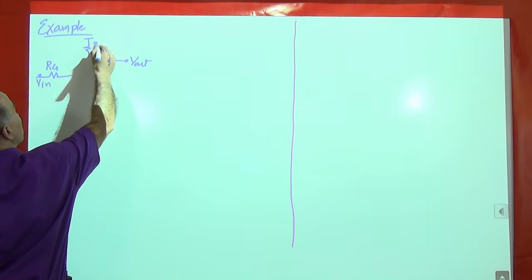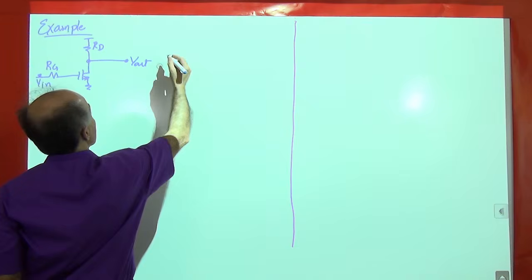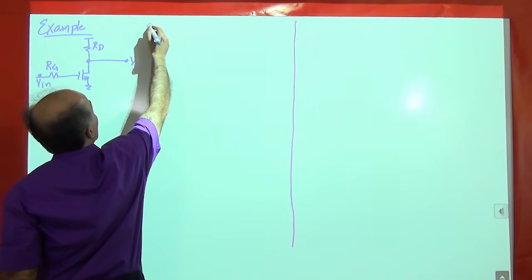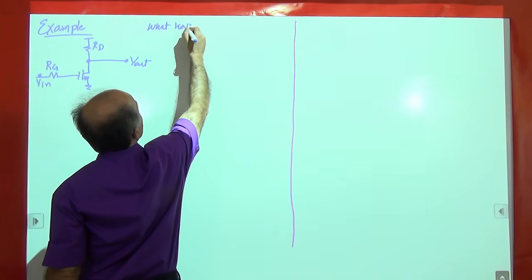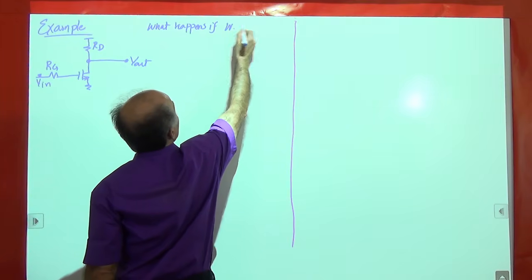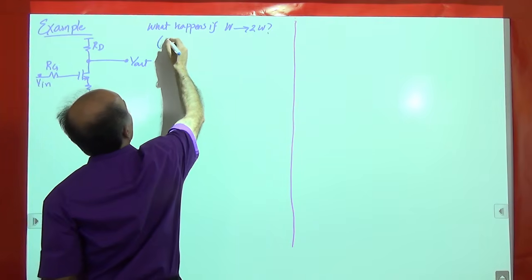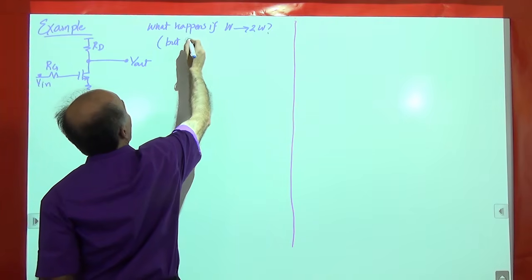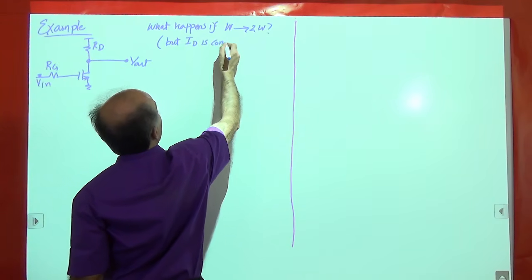We have RD. And what we do in the circuit is, what happens if W goes to 2W, but ID is constant.